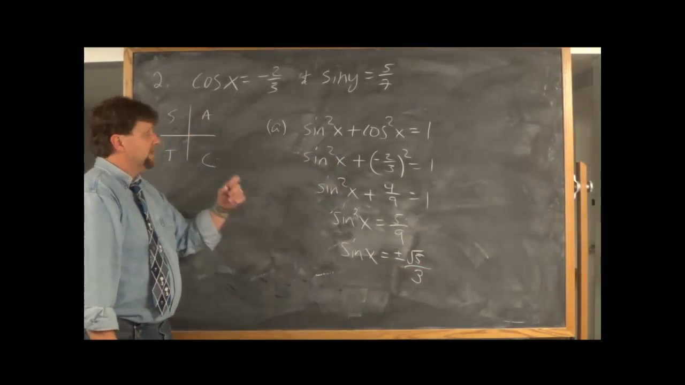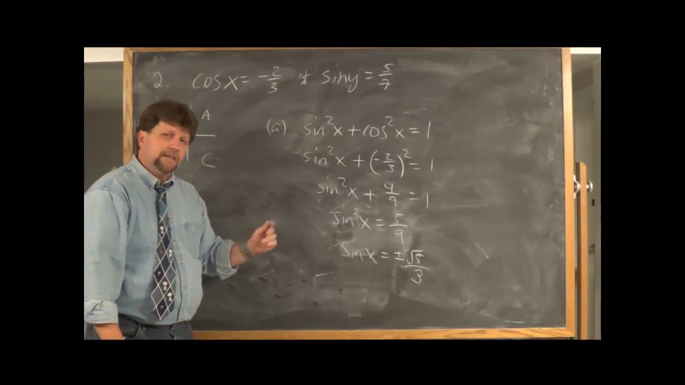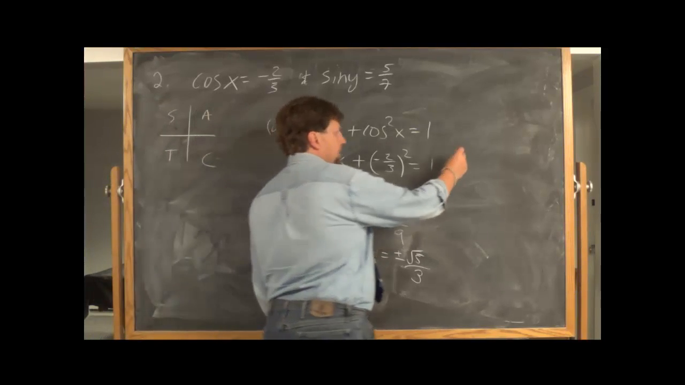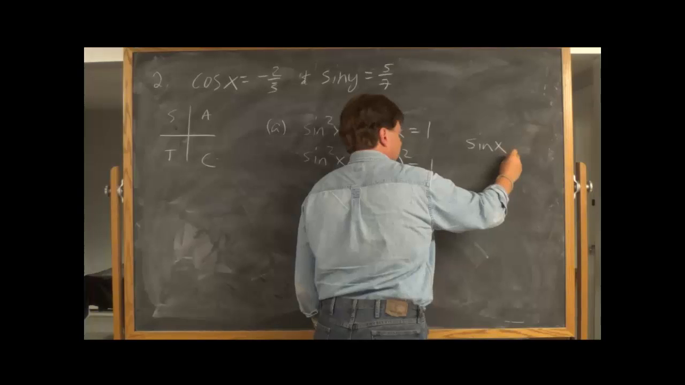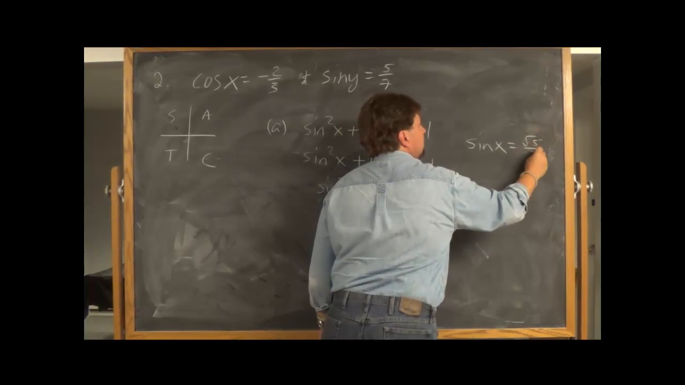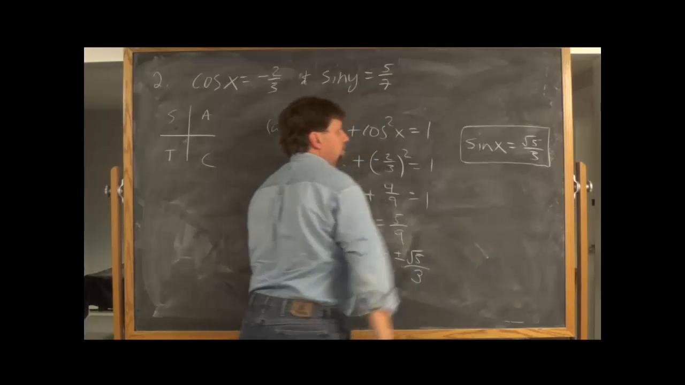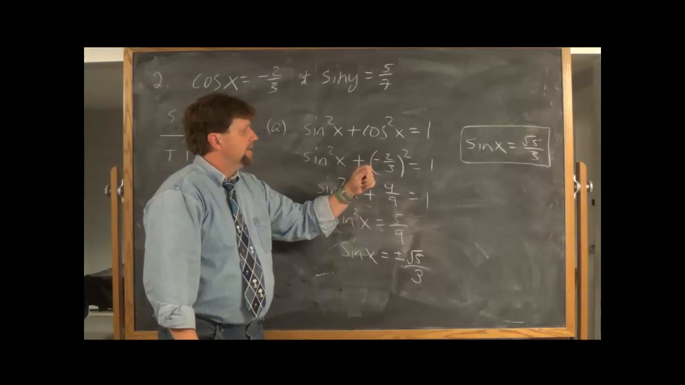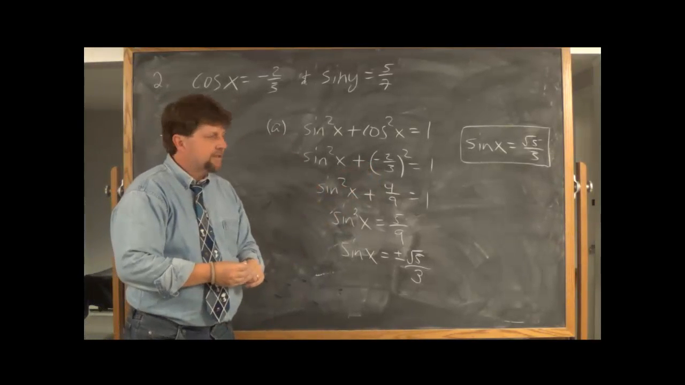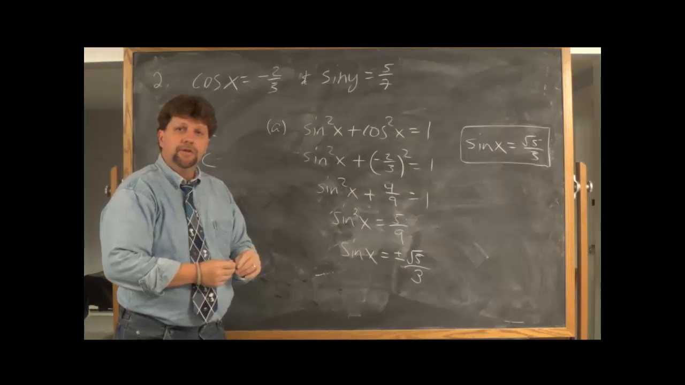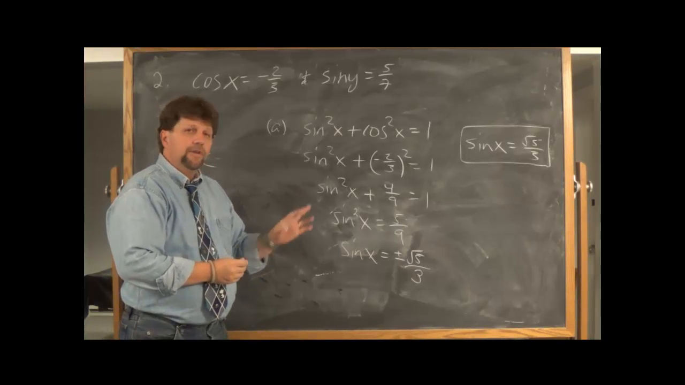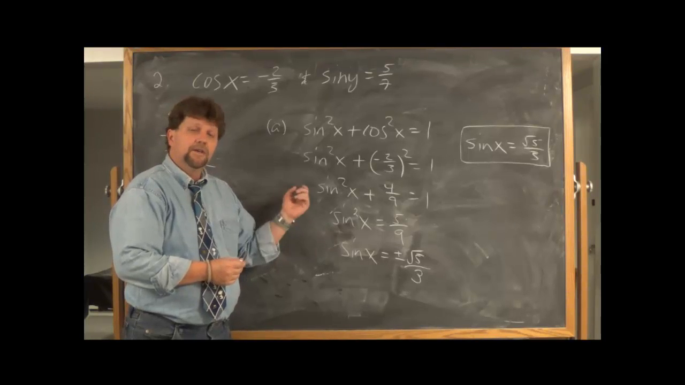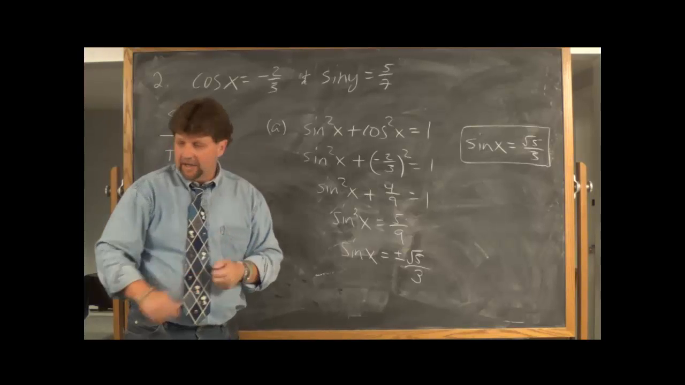But since we know x is in quadrant 2 and sine is positive out in quadrant 2, my answer for part A will be the sine of x is the positive square root 5 over 3. So that's the answer for part A. And now I'll have to let you take a look at this. I'm going to erase this so I have room to do part B now. So if you need to write any of this down, that would be a good time to hit pause so you could copy this down, because I'm going to erase.